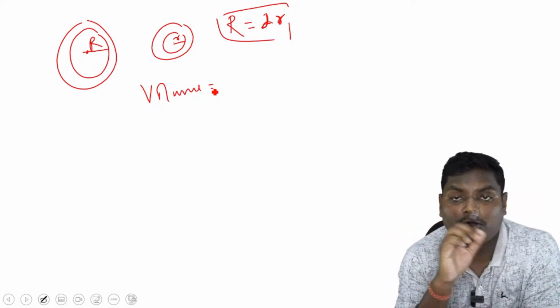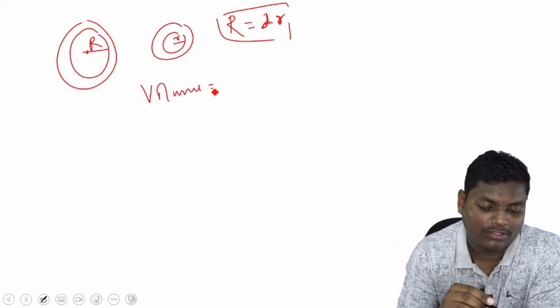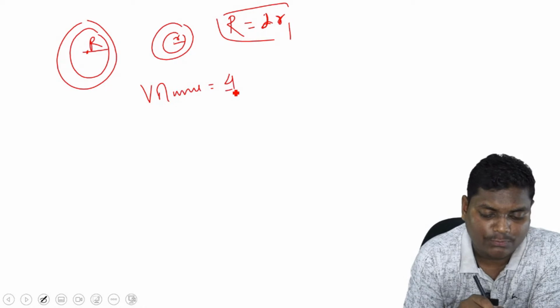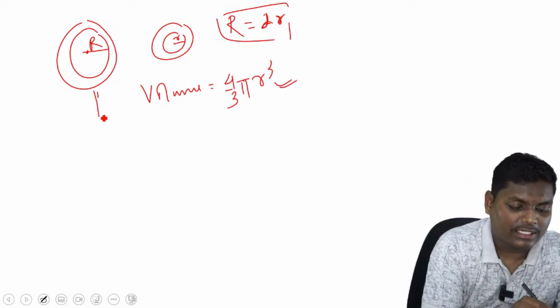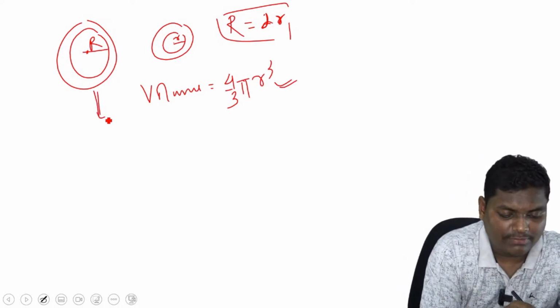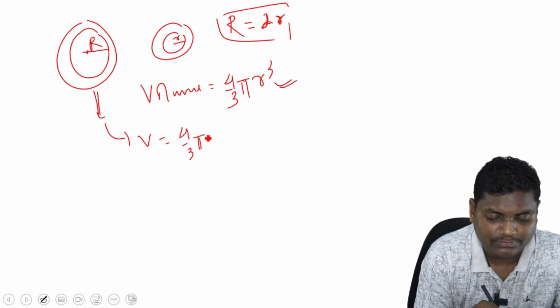The volume formula for the sphere, for the area of the triangle and all. So it is important. Volume is 4 by 3 pi r cube. So you can just substitute it. For the larger one, the volume is 4 by 3 pi R cube.